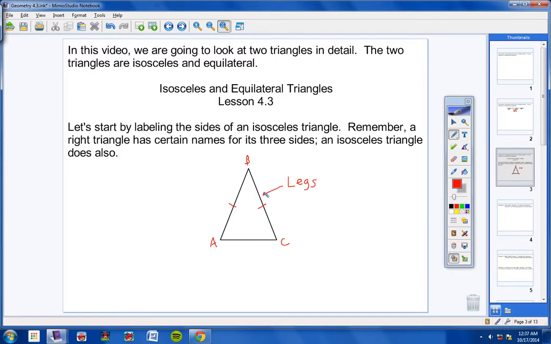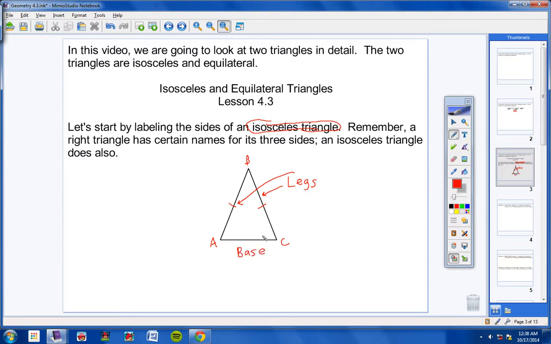This side here and this side over here are called your legs because they're the two sides that are congruent in the isosceles triangle. Now understand, these labels that I'm giving you, students, are only for an isosceles triangle. We're not talking about any other kind of triangle right now. So the two congruent sides of an isosceles triangle are called legs. Now the non-congruent side down here, we call this the base.